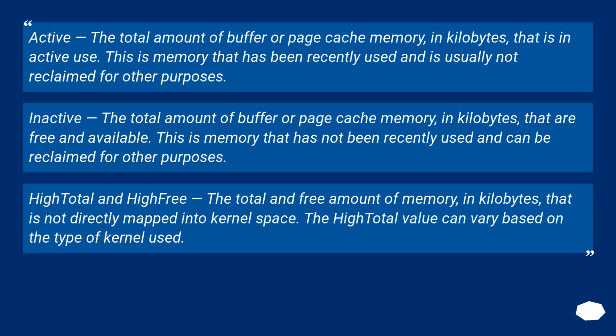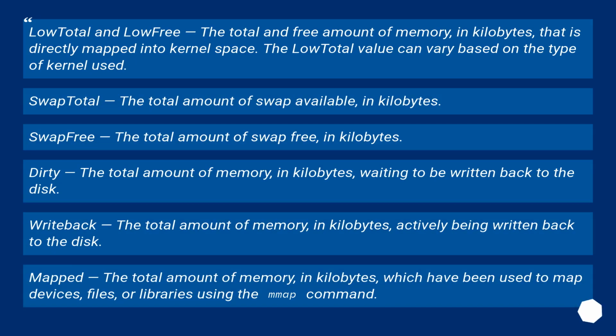HighTotal and HighFree, the total and free amount of memory, in kilobytes, that is not directly mapped into kernel space. The HighTotal value can vary based on the type of kernel used. LowTotal and LowFree, the total and free amount of memory, in kilobytes, that is directly mapped into kernel space. The LowTotal value can vary based on the type of kernel used. SwapTotal, the total amount of swap available, in kilobytes. SwapFree, the total amount of swap free, in kilobytes.